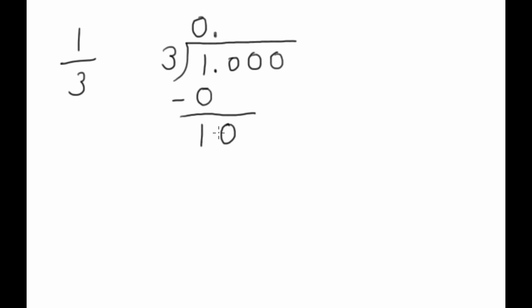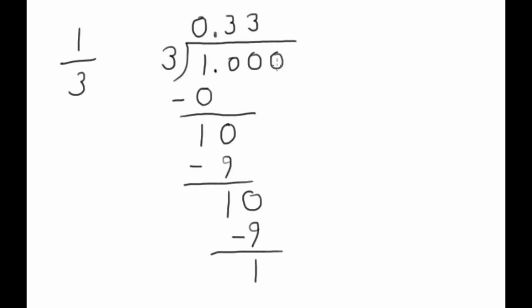How many 3s fit inside 10? Well, 3 of them. 3 times 3 is 9. There's our multiplication. Time for the subtraction. We get 1. Bring down a 0. So this 0 right here moves down right there. Again, 3 of them fit inside 10. 3 times 3 is 9. Subtraction gives 1. Bring down that 0.